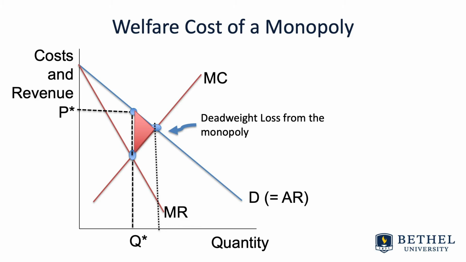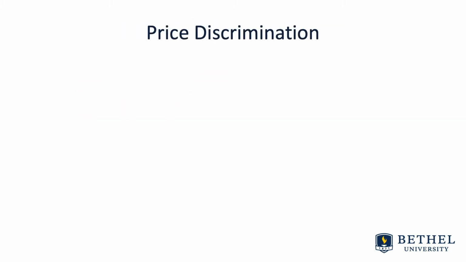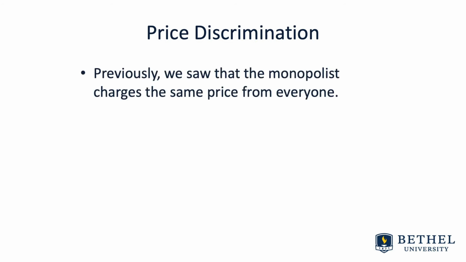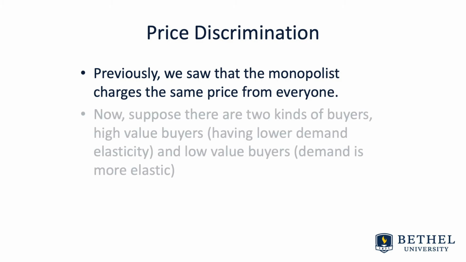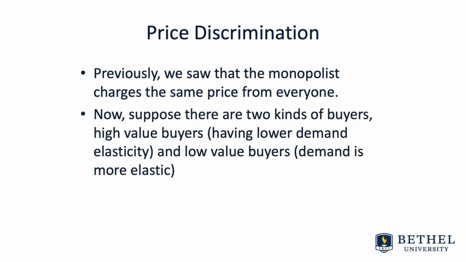Now, a monopolist does not have to do this simple pricing where they are charging the same amount from all consumers. What a monopolist can do is engage in price discrimination. With price discrimination, a monopolist, if they can separate out the market between the high value and the low value buyers, might charge a different price to each segment and thus sell more and also extract some of the deadweight loss that they might have incurred in the previous case.